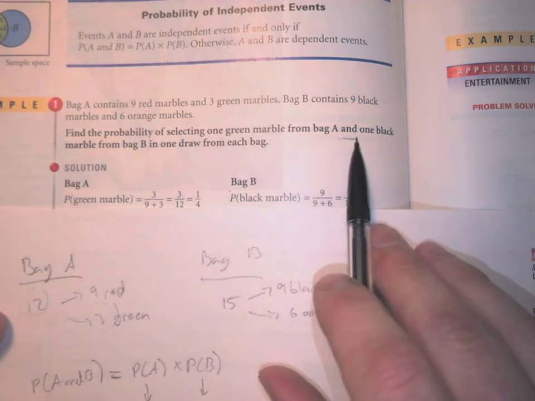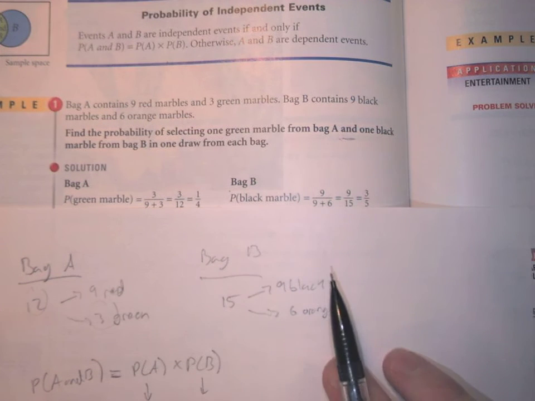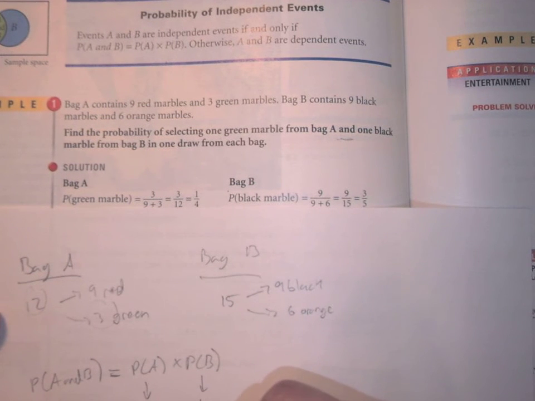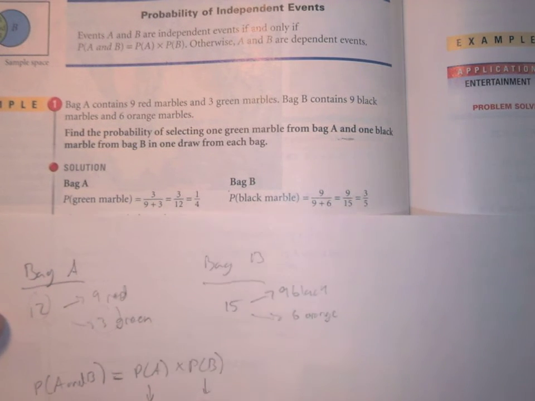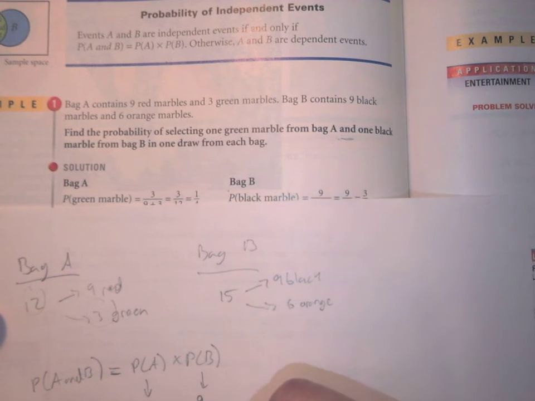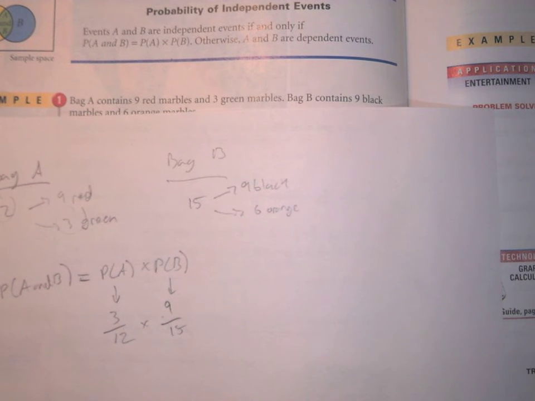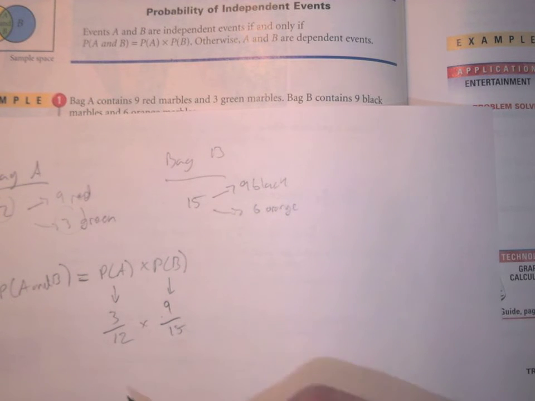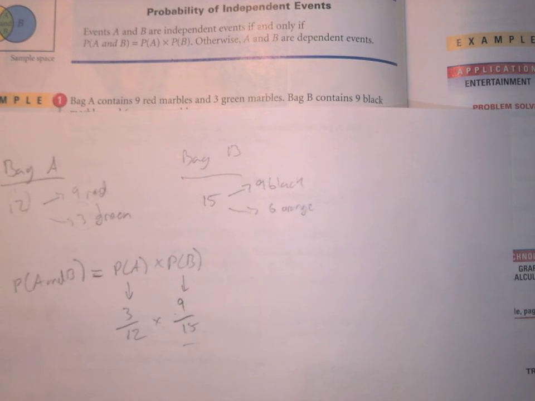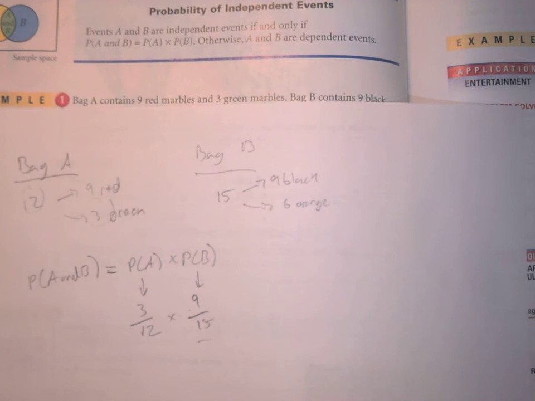Okay, and then we want to draw 1 black marble from bag B. So 1 black marble from the bag, there's 9 black in the bag, and there's 15 total. Okay, so that's what we're doing. We're just multiplying. We find the probability separately, we multiply them together, and that's the probability of A and B happening together. It's basically using the fundamental counting principle again.